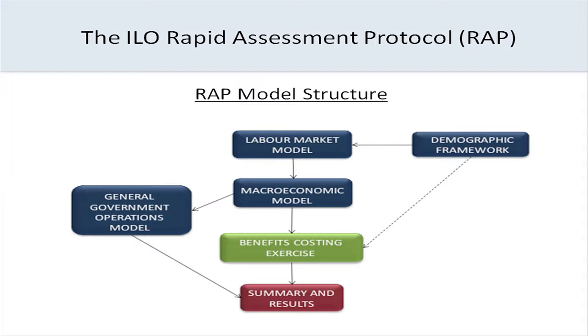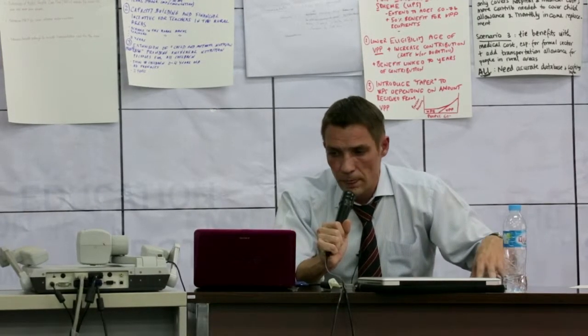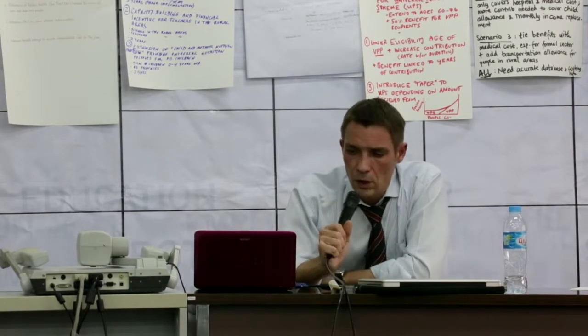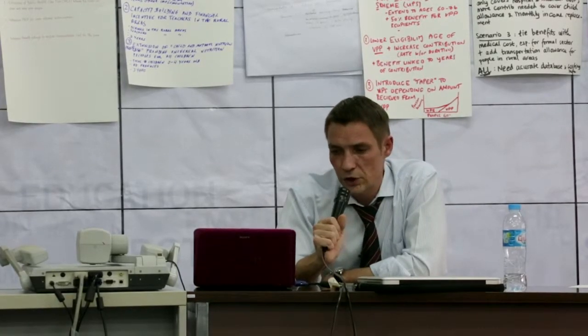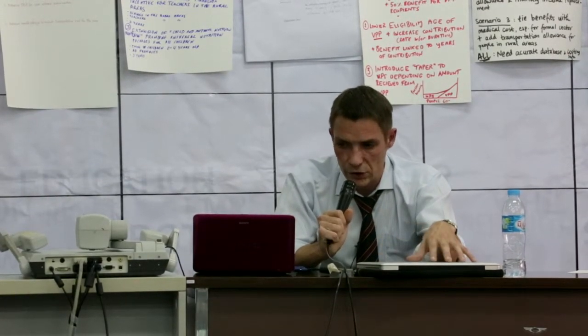So in dark blue you can see the model framework. This includes the population demographic framework. Then we have the labor market, labor force, or economically active population, and we have employment. And then we have macroeconomic variables, the GDP, the wages, national average wage, inflation rates, and so on. And we have the general government operations model, which looks at government revenues and expenditures.